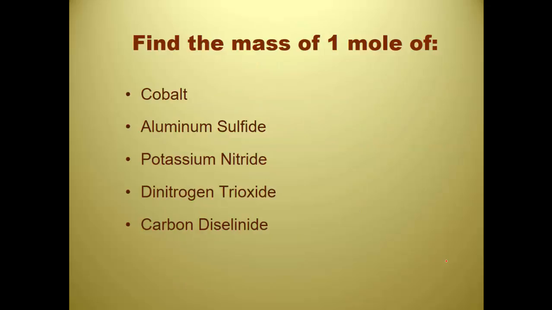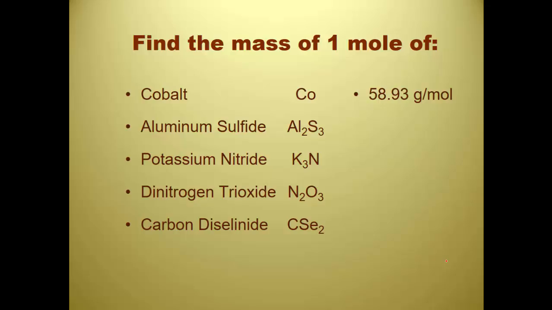So let's find the mass of 1 mole of each of these. Cobalt alone has Co for its formula. Aluminum sulfide, what is its formula? We have 2 aluminum and 3 sulfur, Al2S3. Potassium nitride, what is its formula? K3N. Dinitrogen trioxide, N2O3. And carbon diselenide, CSe2. So what are going to be the formulas? I'd like you guys to check these to make sure that you can do this. This is great practice for you.